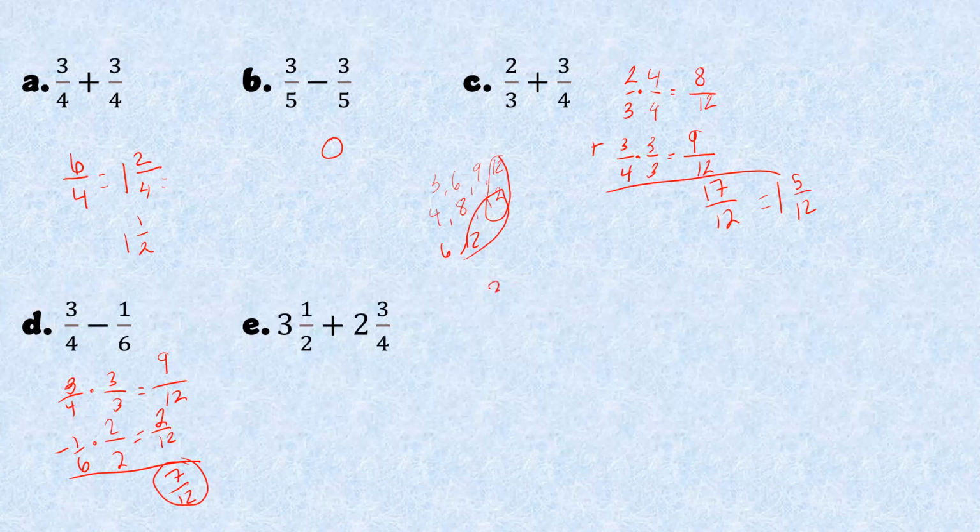Now we have 3 and 1/2 plus 2 and 3/4. Again, we've got to get common denominators, okay? Now, I'm going to slide this 3 and this 2 over here because we're going to keep the whole numbers the same. They're not going to change. So we've got to figure out what we are multiplying top and bottom by. What number do both 2 and 4 go into? We'd use 4, wouldn't we?